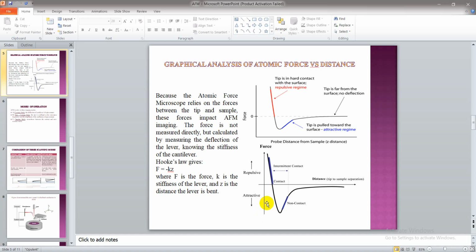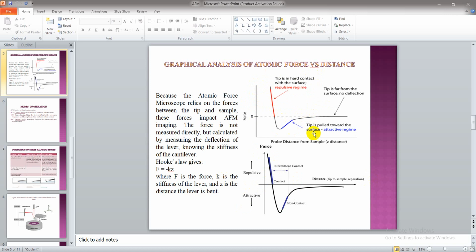Now this graph is between the forces that are acting at the interatomic level and the separation of the tip, the silicon nitride tip, from the sample. So this graph is between the force and the distance that the tip is maintaining from the sample. So force versus distance, this graph is. This is the repulsive region. Now why is this called the repulsive region? Because the tip is in very hard contact with the surface, so the forces are basically repelling that particular tip.